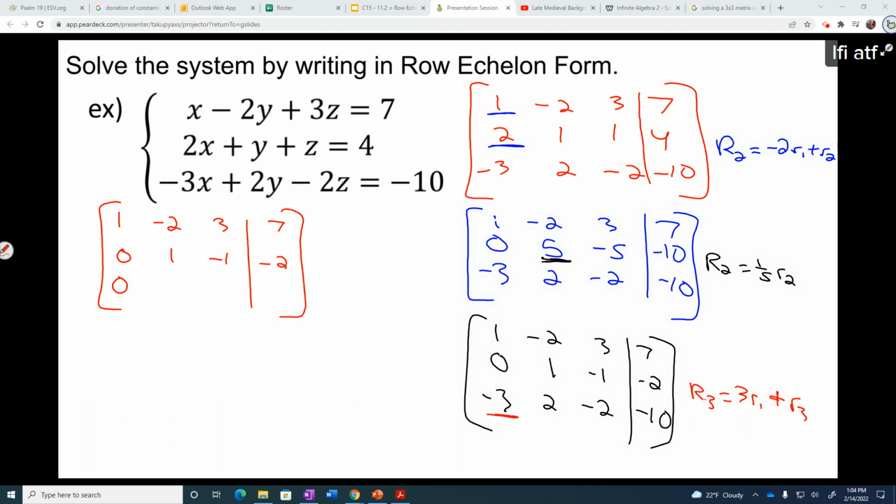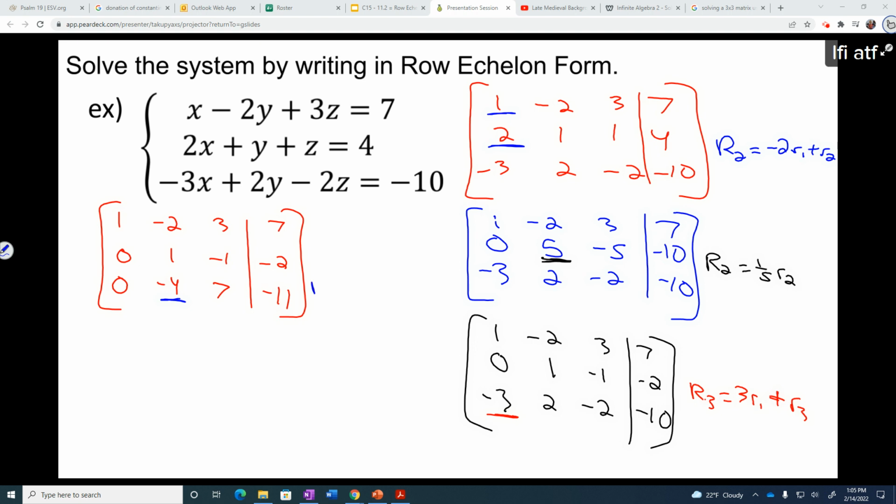3 times -2 is -6. Plus 2 is -4. 3 times 3 is 9. Minus 2 is 7. 3 times 7 is 21. Minus 10 is 11. Now we're going to this one. It has to be a 0 as well.